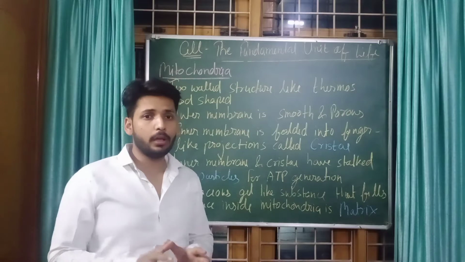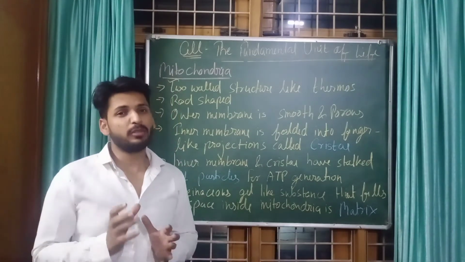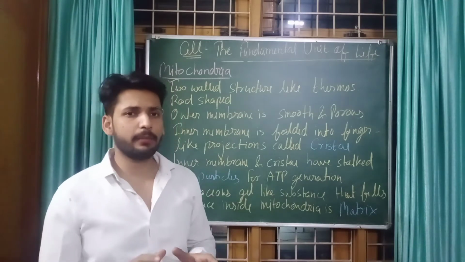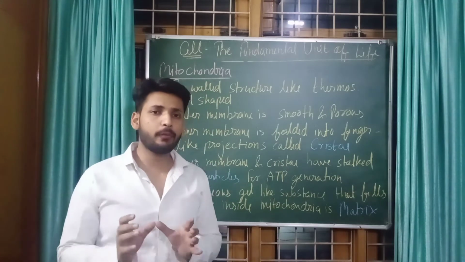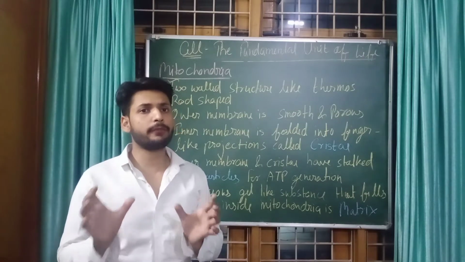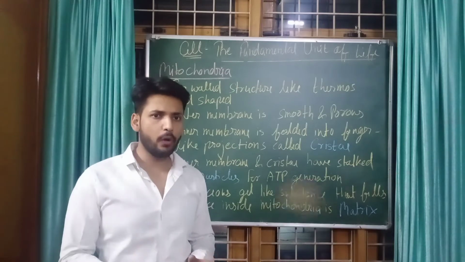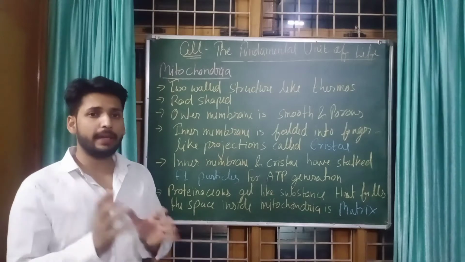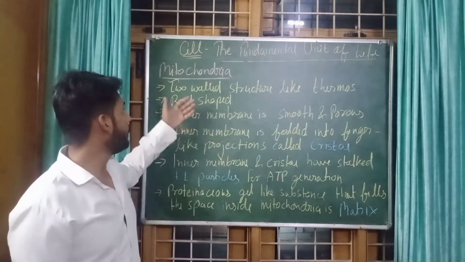So, first of all, when we are studying mitochondria, we want to know about its shape and where it is present. Actually, the mitochondria is present in both plant cells and animal cells. It provides the energy to the cell. Actually, the process of respiration takes place inside the mitochondria only. How it takes place, I'll tell you. First of all, we can see its structure.